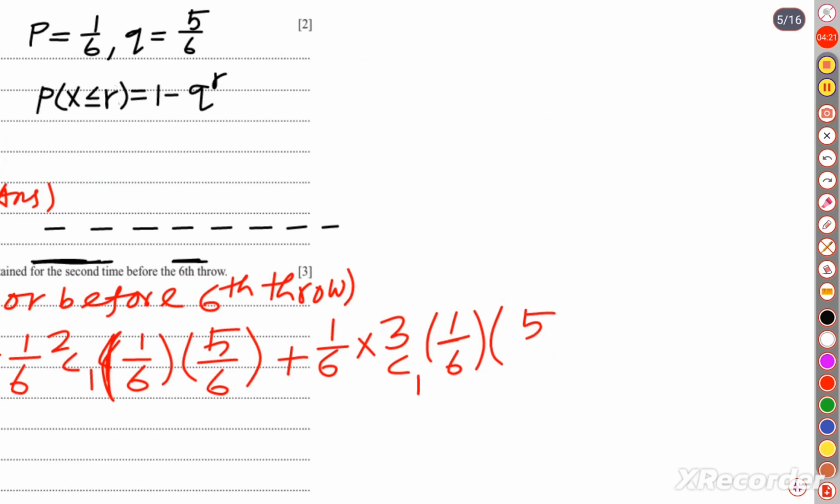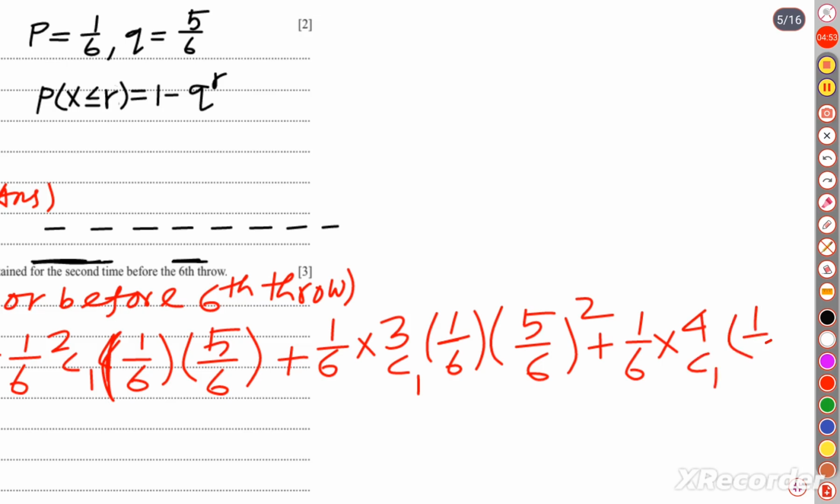5 over 6, how many times? 2 failures. So this is the probability when we assume that he succeeded in obtaining the second A on the fourth trial or fourth experiment. Then he might get succeeded on the fifth trial. On the fifth experiment, it was nothing but success.